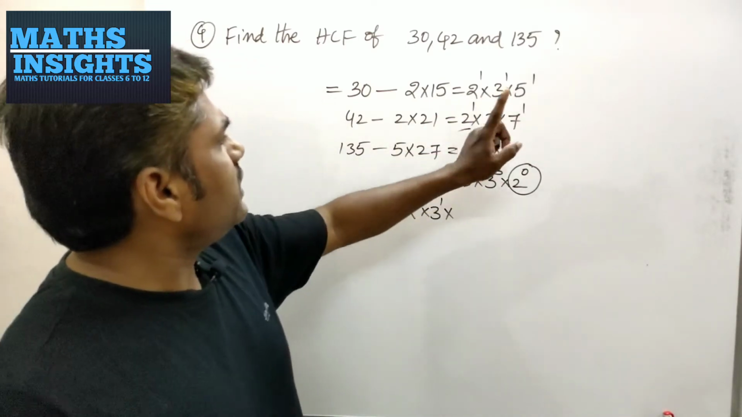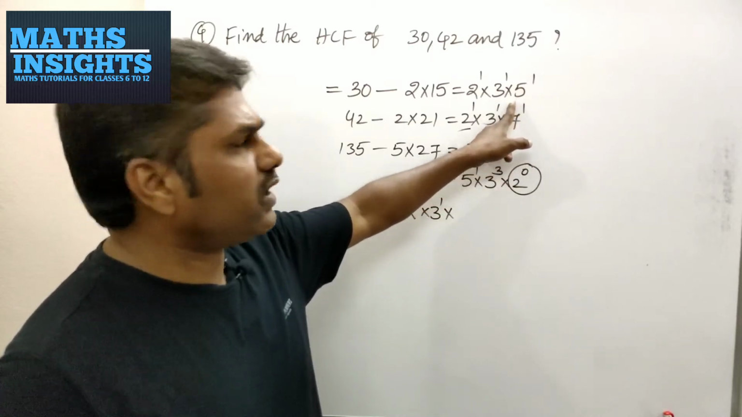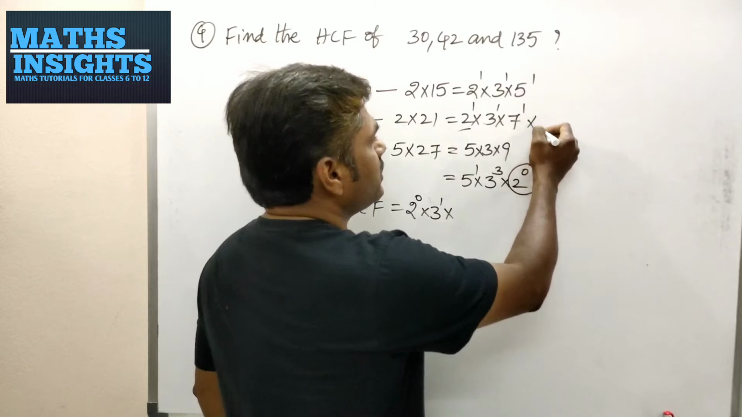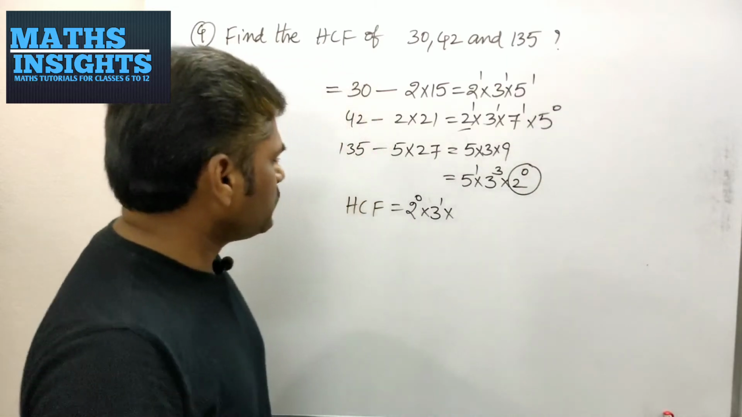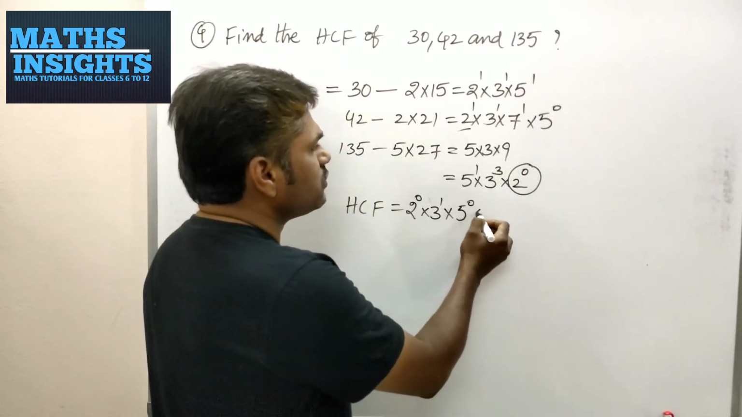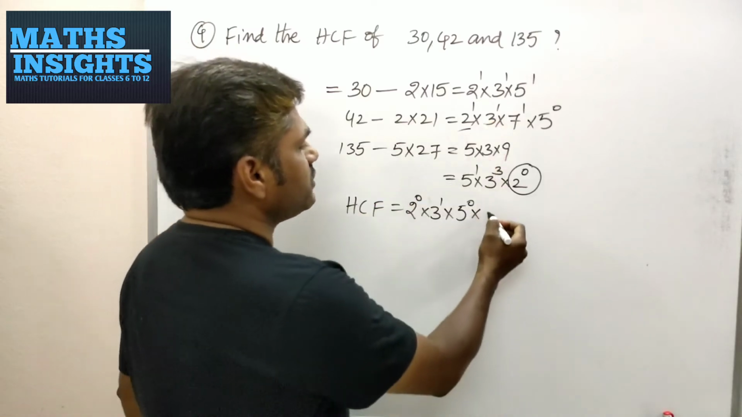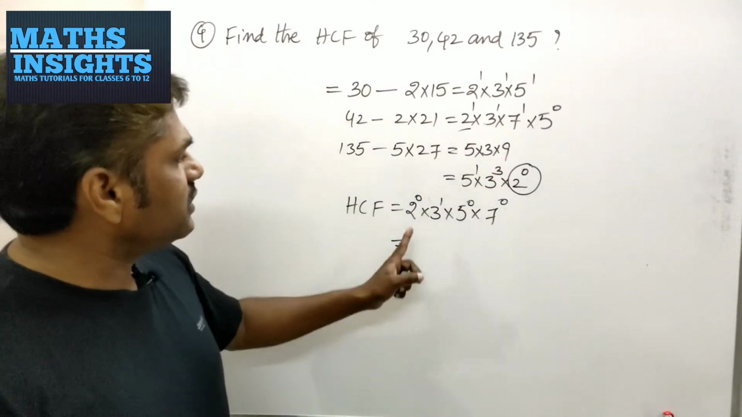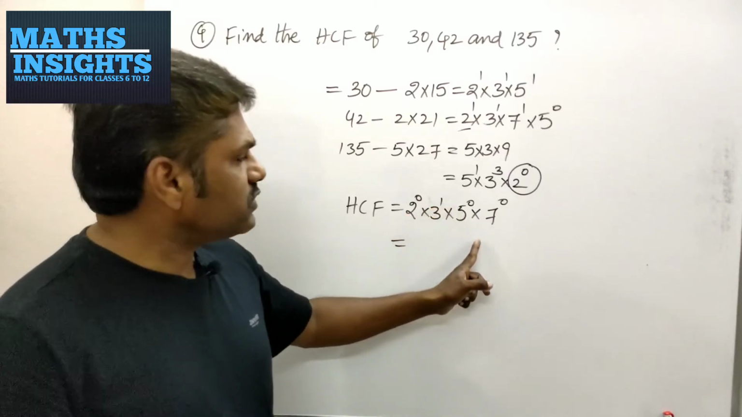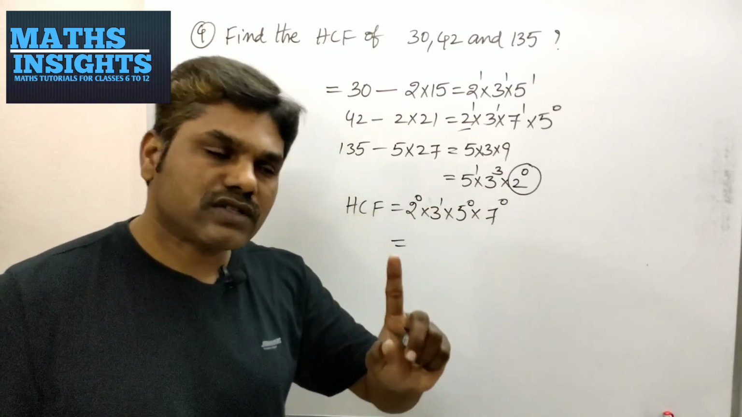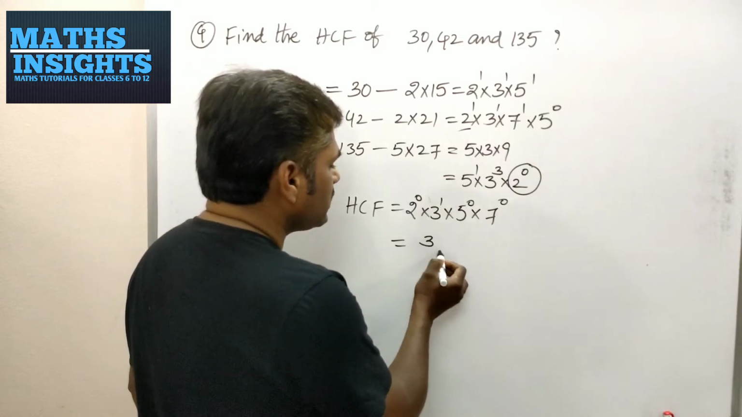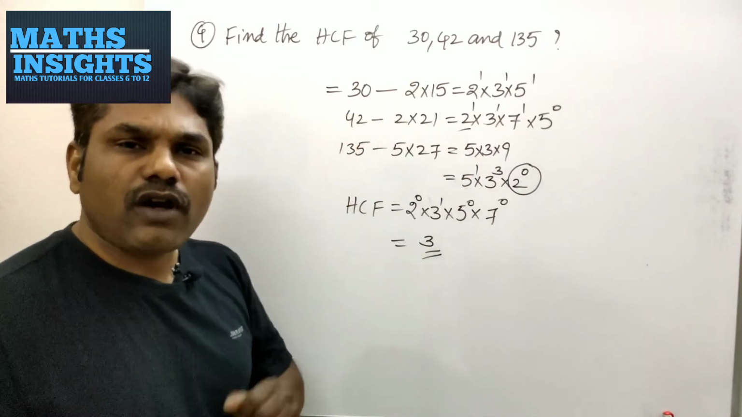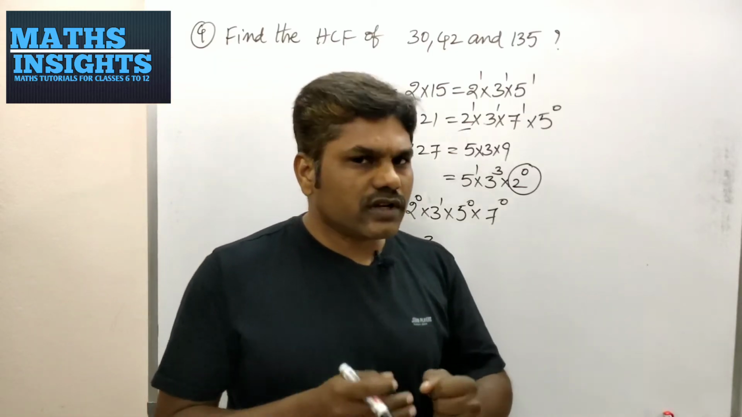And if you observe the next prime factor 5, 5 is here, but you don't find 5 here. So I will write 5 power 0. Similarly 7 power 0. So this is the HCF, meaning 2 power 0, 5 power 0, 7 power 0, all are ones. So 1 into 3, 3 is the HCF of these three numbers. Now we will go to shorter methods.